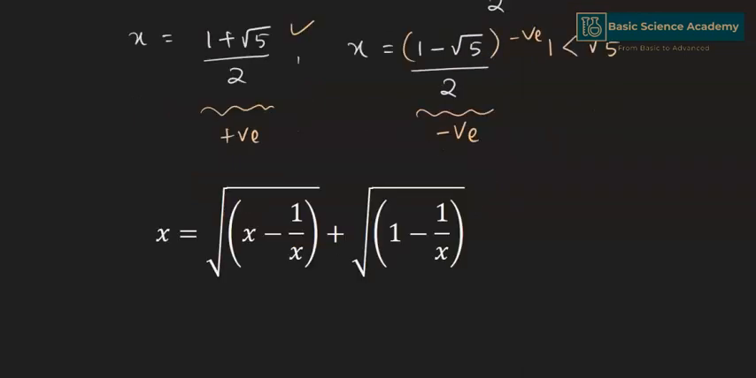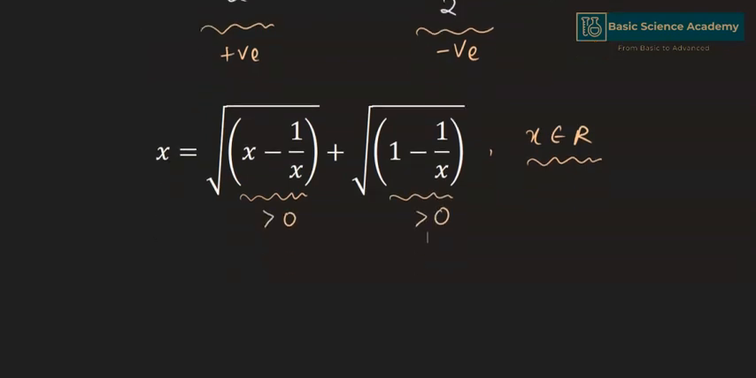In the question, we have x equals square root of x minus 1 divided by x plus square root of 1 minus 1 divided by x, where x belongs to R. Since x belongs to R, it cannot be a complex number. Hence, the values inside the square root should be greater than 0. Since the right side of the equation is greater than 0, x should also be greater than 0 because on the right side we have positive values. Hence x is always greater than 0.